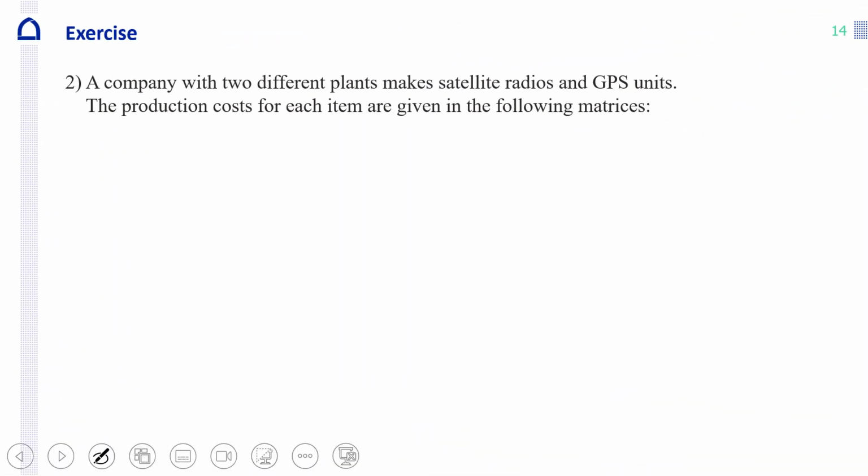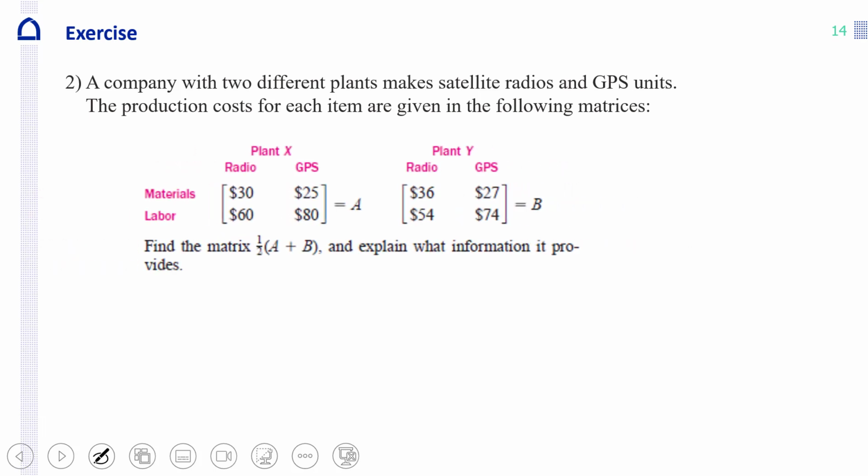A company with 2 different plans makes satellite radios and GPS units. The production costs for each item are given in the following matrices. So he gave you the cost here and the cost for the second one. So the first column representing the radio, the second one representing the GPS price. Okay. Find the matrix 1 over 2 of A plus B.